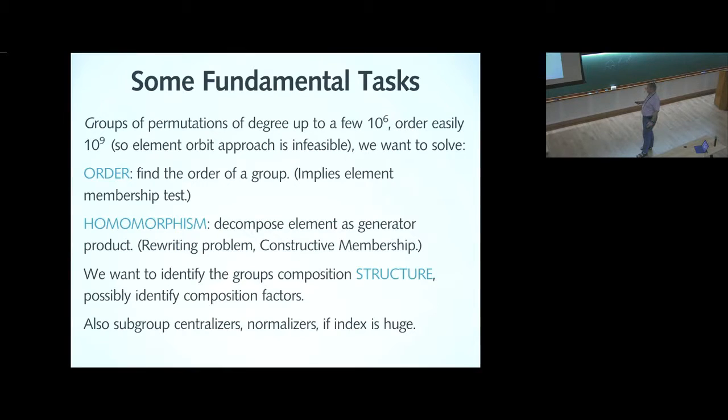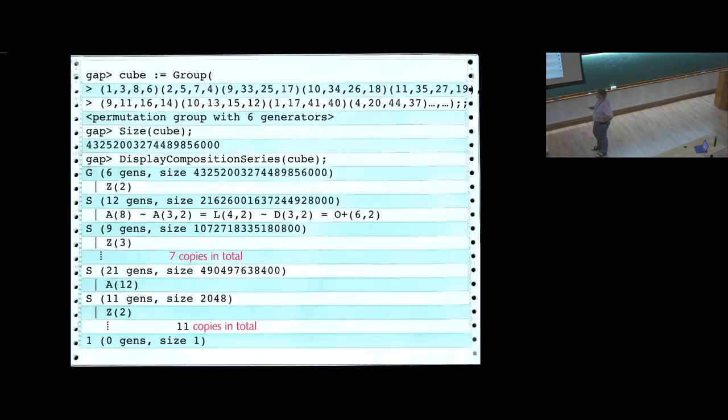We want the order of the group. We want to be able to evaluate homomorphisms. We might want to calculate subgroup centralizers, normalizers. We want to find something about the structure of the group, identify composition factors. How can one do this?